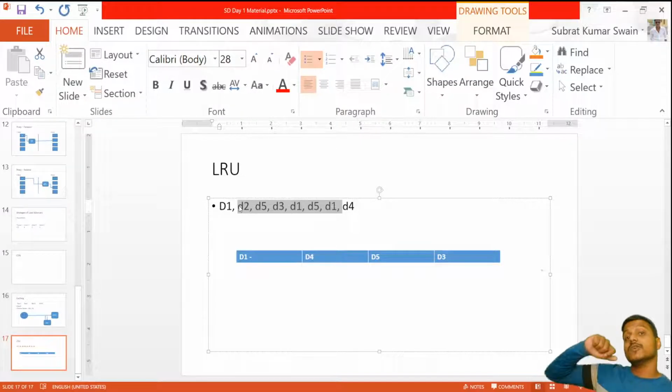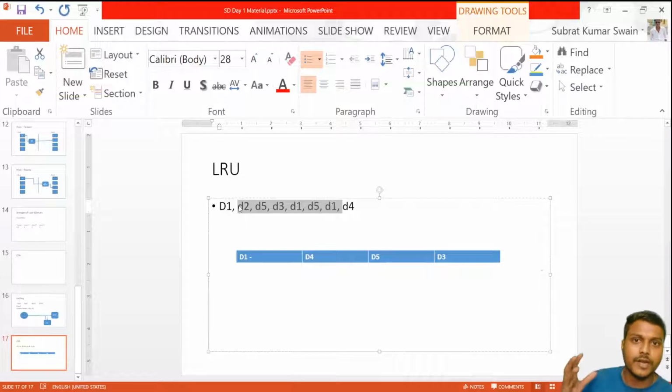So D2 was used long ago, so we would remove d2. There is a very less chance that we would need d2 again, because it was used long ago, maybe not very long ago, maybe just some time they would put, and it would replace d2 there. This is what LRU says, least recently used.